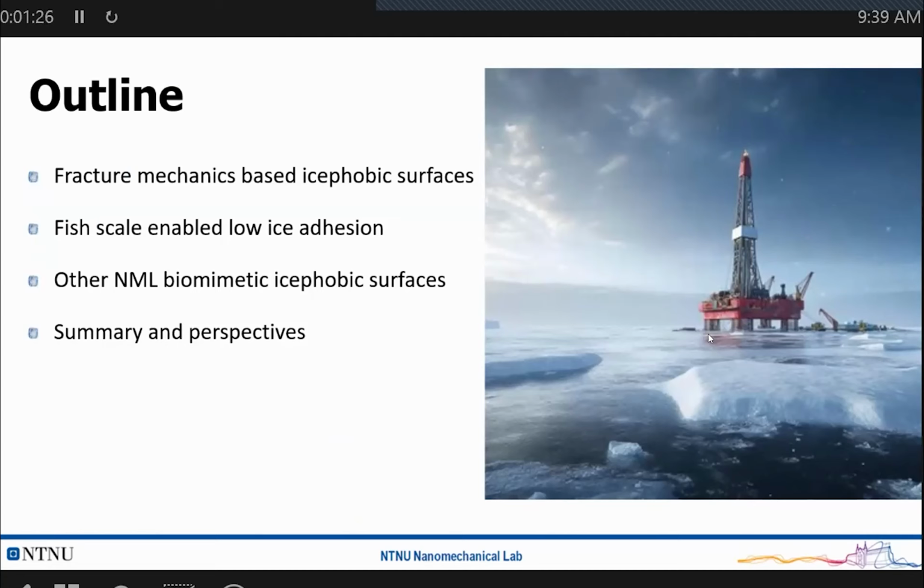Unfortunately, with the continuous low temperature and long winter, we often have the icing problem. So how we can deal with the ice, to avoid ice formation and to remove the formed ice on the surface, is a big topic. My outline is that first is using the fracture mechanics knowledge to enable those icephobic surfaces. And then come to the topic today, that fish scale enabled low ice adhesion. Some other biomimetic icephobic surfaces than the fish scale, and come to the summary and the perspectives.